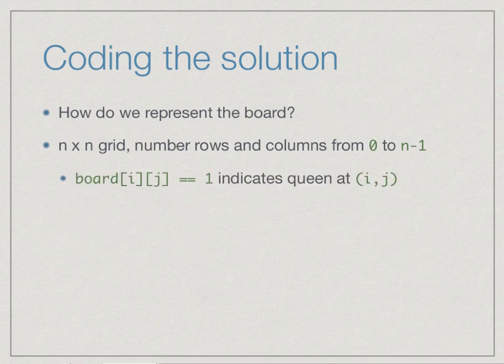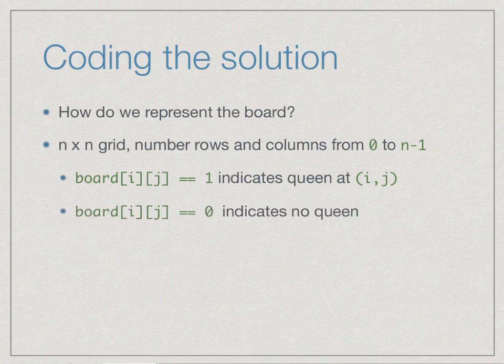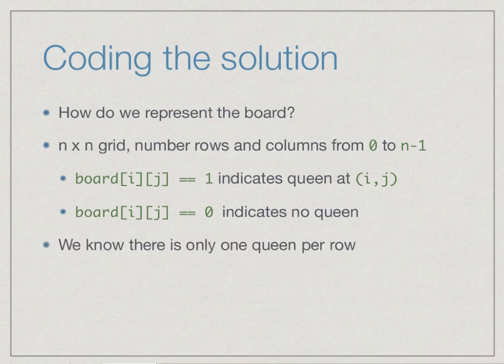We can now put a value 1 or 0, or true or false, to indicate whether or not there is a queen at the square i comma j. i is the row, j is the column. So we can have a two-dimensional list board, a list of lists, where 0 to n minus 1 and 0 to n minus 1 are the valid indices. We say that board[i][j] is 1 to indicate that the queen is at i comma j, and therefore, if it is 0, there is no queen. So there are two possible values for every square.